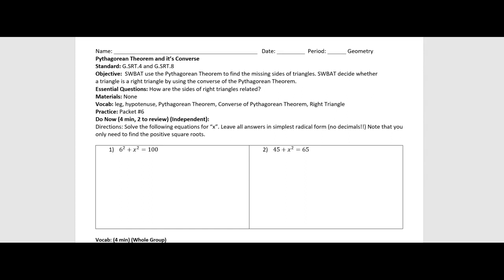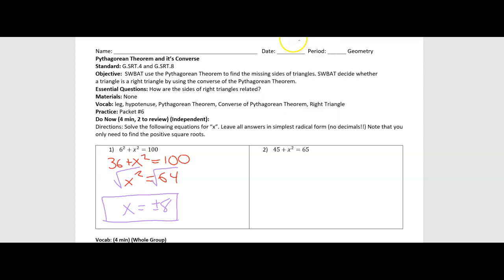All right, so for the first one, we need to isolate the x squared. We can also simplify the 6 squared. So I get 36 plus x squared equals 100. If I subtract 36 from both sides, I get x squared is equal to 64. And if I take the square root of both sides, I get x is equal to plus or minus 8. Remember, there's a positive and negative root when we take the square root of a positive number. So x is equal to plus or minus 8.